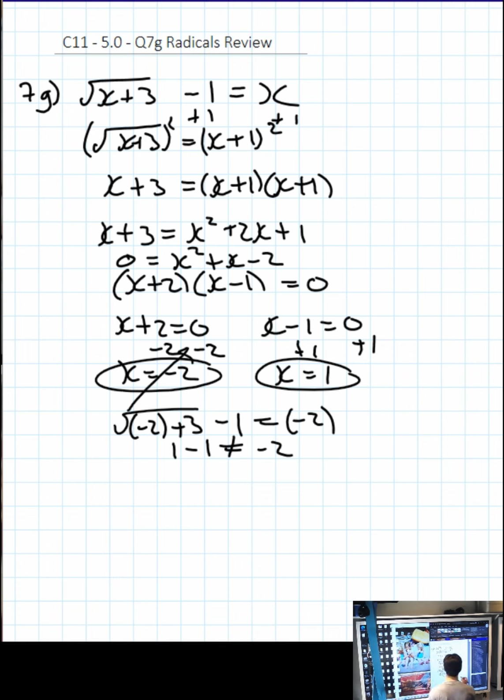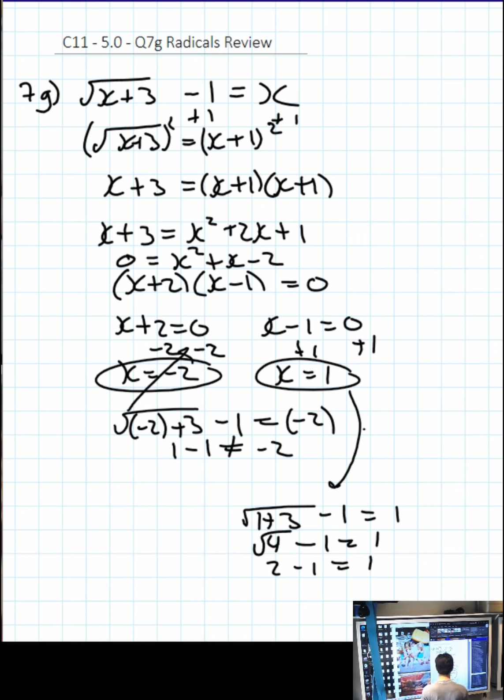Let's try the other answer. So let's do it down below where we have space, down back on the margin. Square root of 1 plus 3, all minus 1 equals 1. 1 plus 3 is 4. The square root of 4 is 2. And 2 minus 1 equals 1. Check mark. We know that that is our only answer.